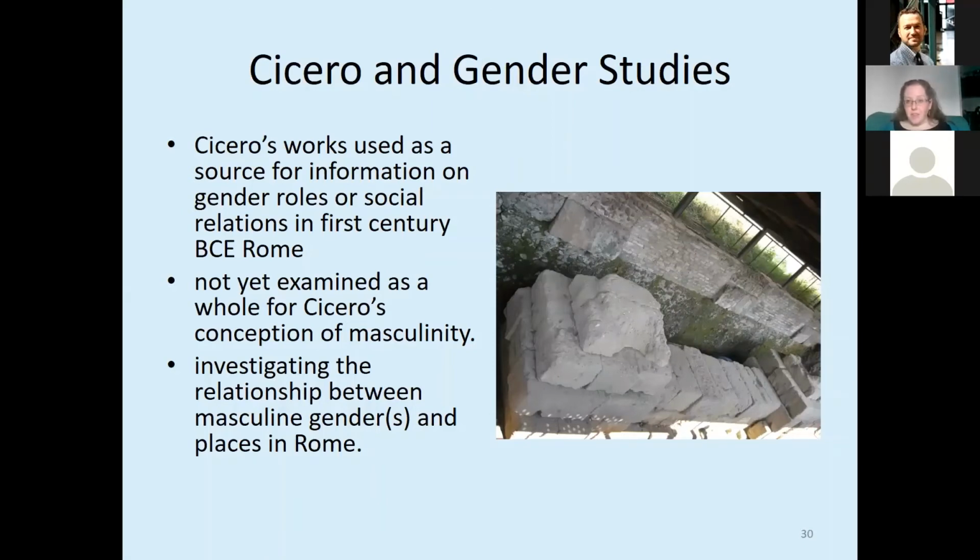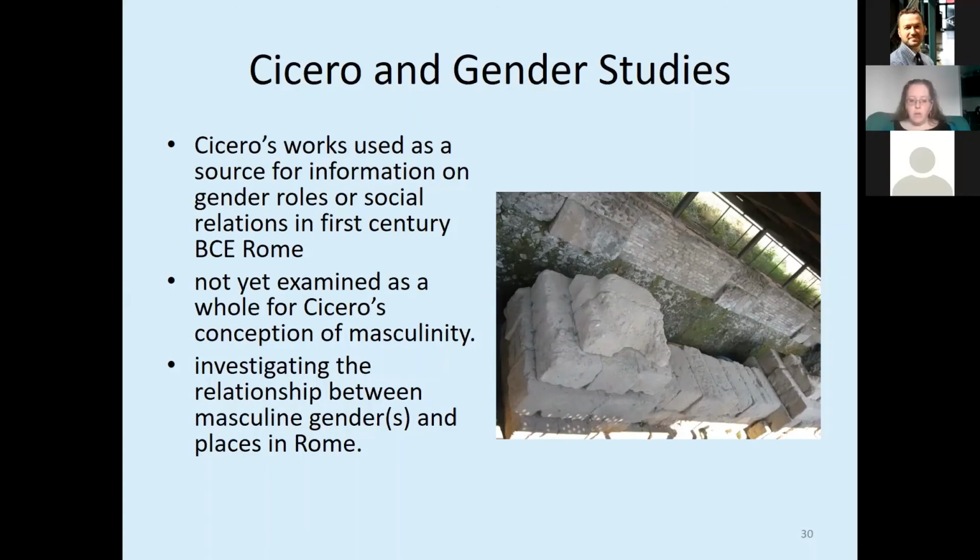So the Cicero topic for this slide: Cicero and gender studies. Cicero's works are really often used as a source of information on gender roles or social relations in first century BCE Rome. But nobody has yet taken them as a whole as an object of study for Cicero's conception of masculinity. Roman masculinity is a particular interest of mine. I'm interested in the different ways that gender works for Roman men and the different kinds of masculinity that were available to them. So I have selected one facet of Cicero's world, this relationship of masculine gender and place.